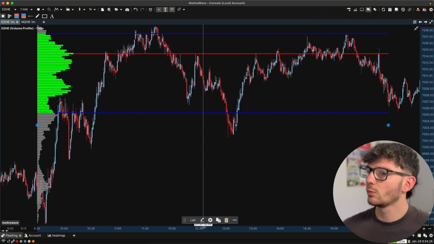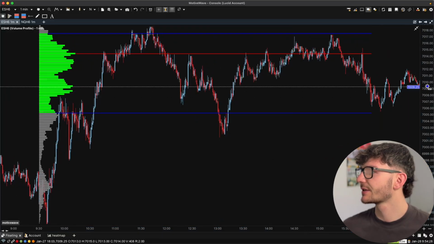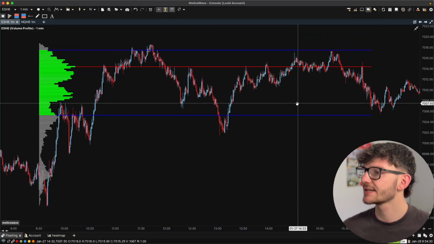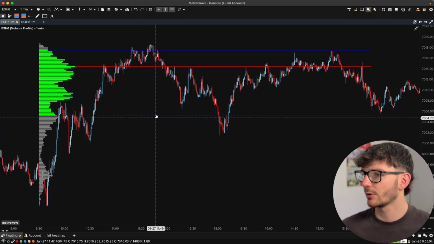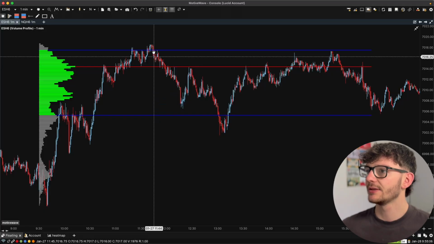as you can see. And then what I will take from these levels is these three levels here, the two blue lines and the one red line. These are my previous regular trading hours value levels. So we have the value area low, the point of control, and the value area high.